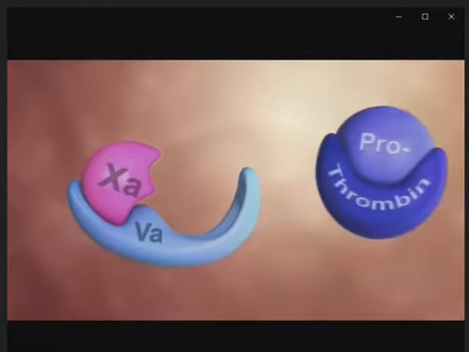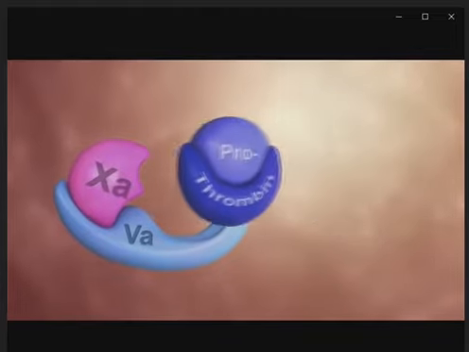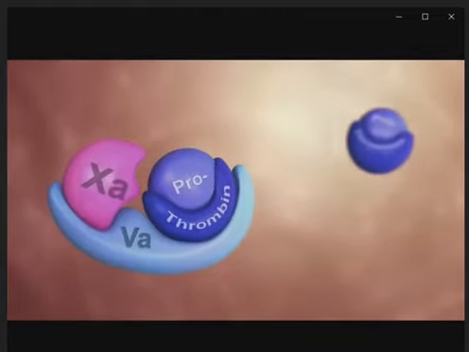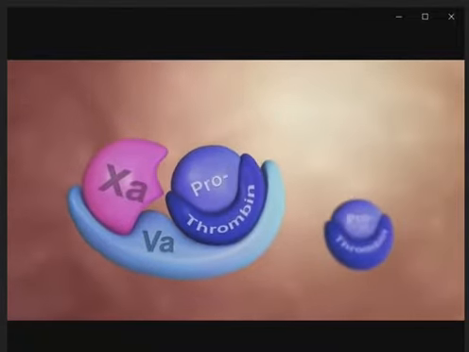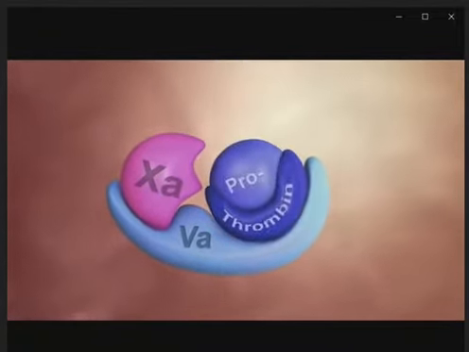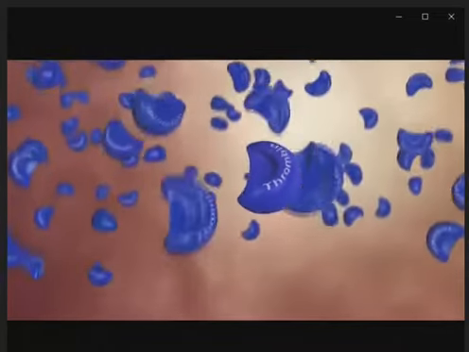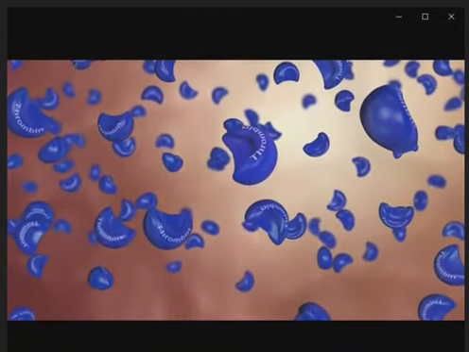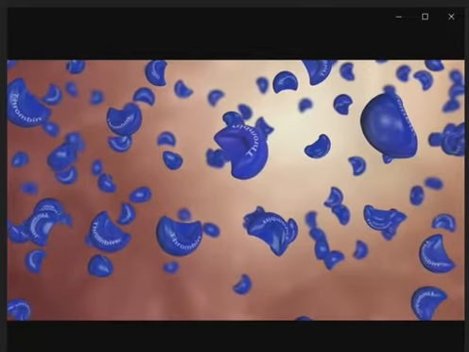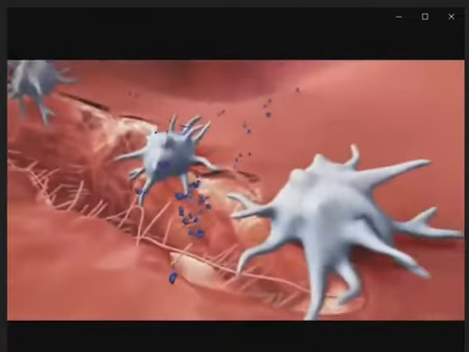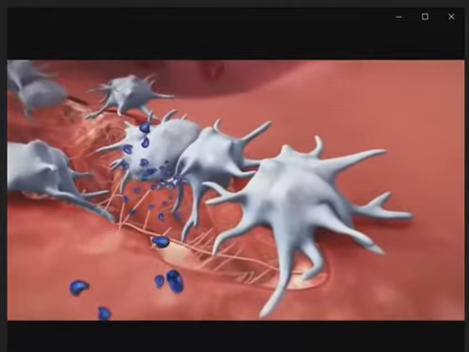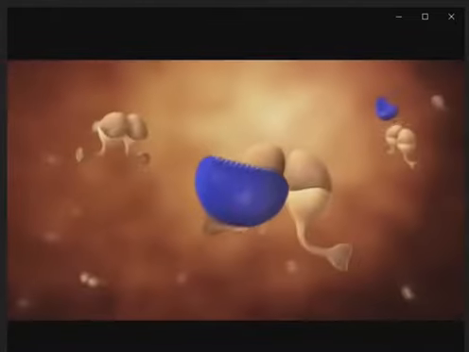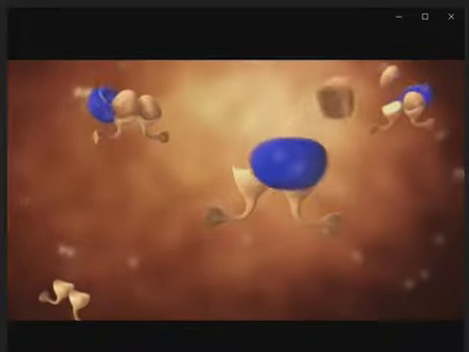Cascade. Further down the cascade, factor 10A, in combination with 5A, activates thrombin and induces the so-called thrombin burst. One molecule of factor 10A can catalyze the formation of 1,000 molecules of thrombin. These large amounts of thrombin cause the further activation of platelets and the enhanced formation of fibrin.